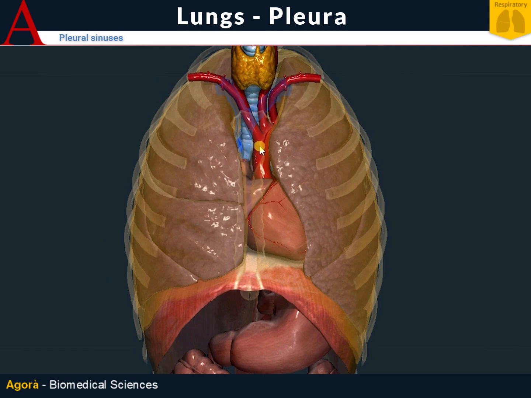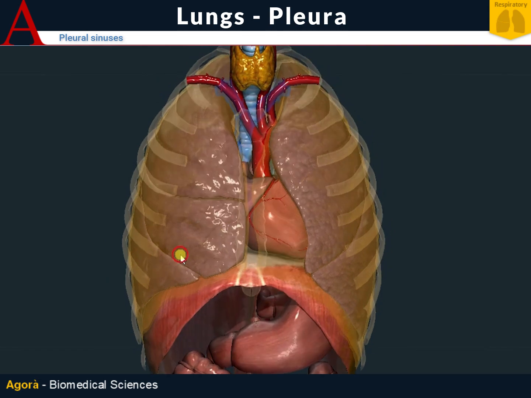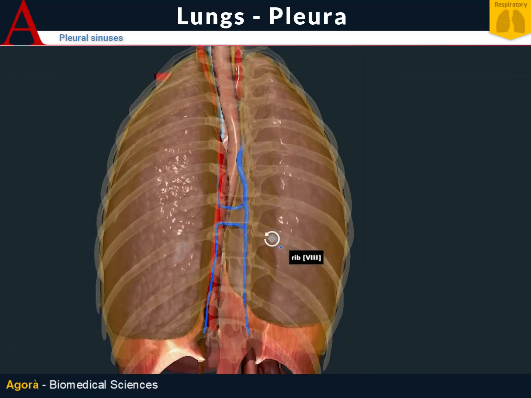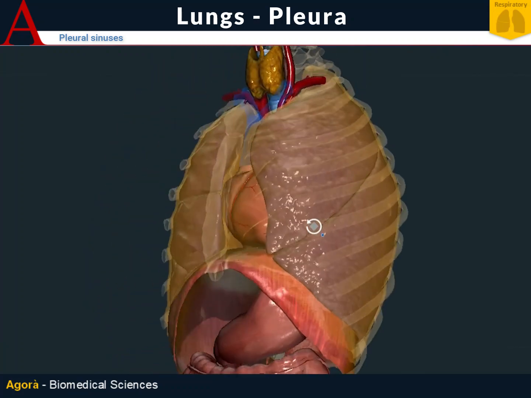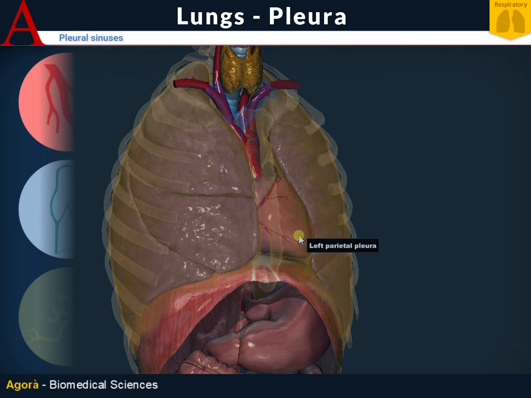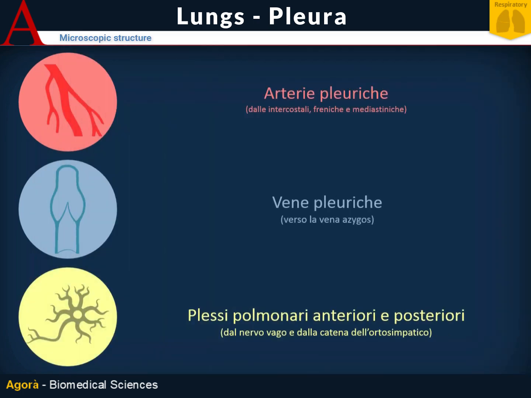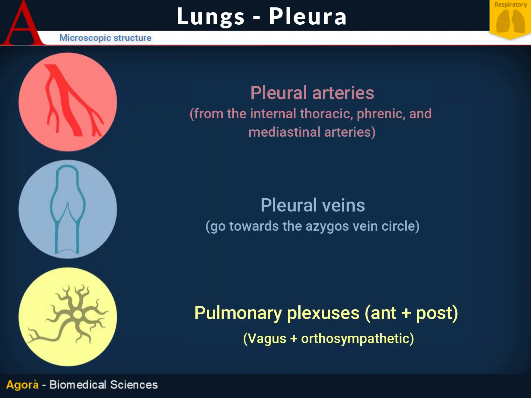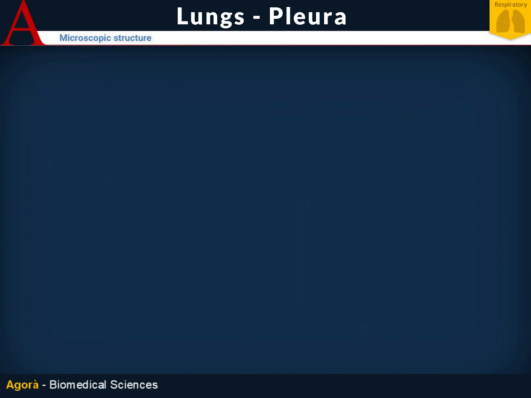The pleural sinuses are extremely important because in the event of a spillage within the pleural cavity, they are the first place where it settles. During inflammatory processes, it is in fact the pleural sinuses that one looks at for the first signs of a spillage. As for the vessels and nerves, the pleural arteries derive from the internal thoracic, phrenic and mediastinal arteries. To supply blood to the various regions of the pleura, the pleural veins go towards the azygos vein circle. Lastly, the pulmonary plexuses are responsible for innervation.